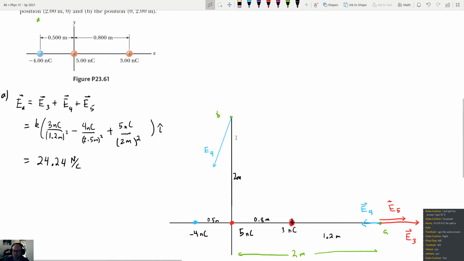And then for the 3 nanocoulomb charge, what direction does that point? Up and to the left. For this one? Yeah, that sounds right to me. Okay, so go away from the charge. Whoops, why did it do that? Control Z, undo. Okay, that way.